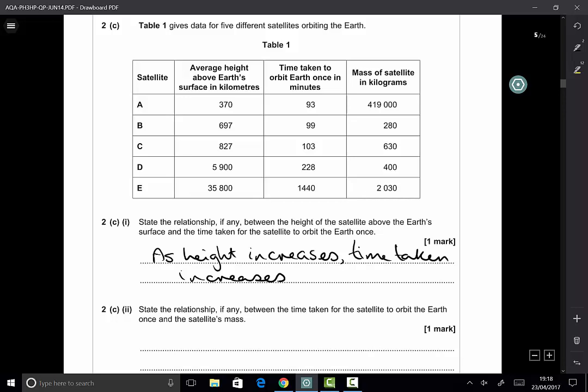For the next part, it asks us to state the relationship, if any, between the time taken for the satellite to orbit the Earth once and the satellite's mass. So we see that that column goes up, but the mass of the satellite kind of goes down and then up and then down and up. There's no relationship.